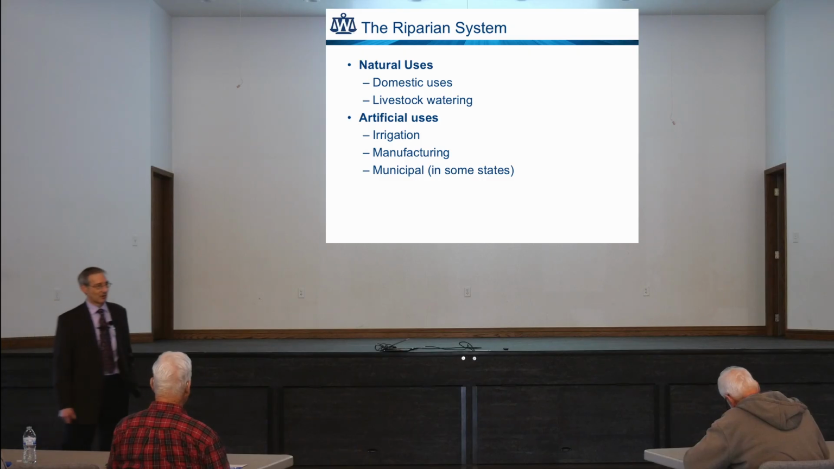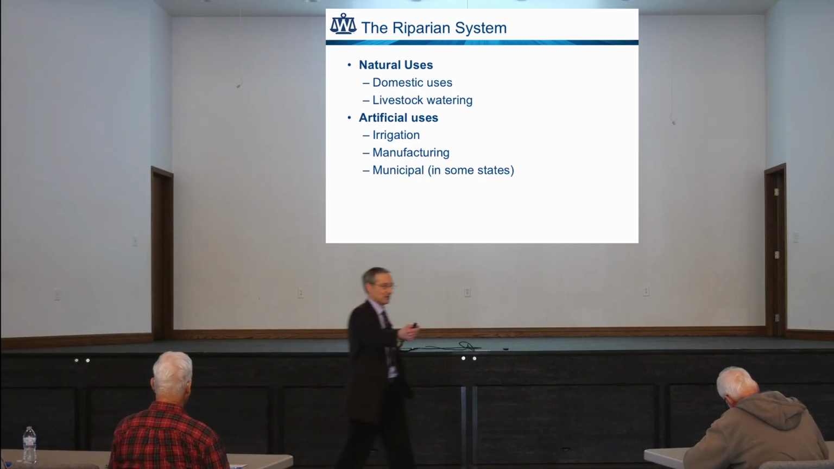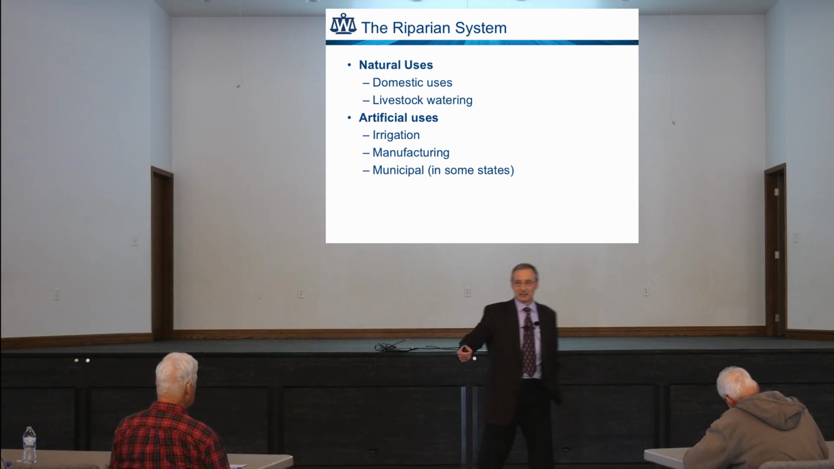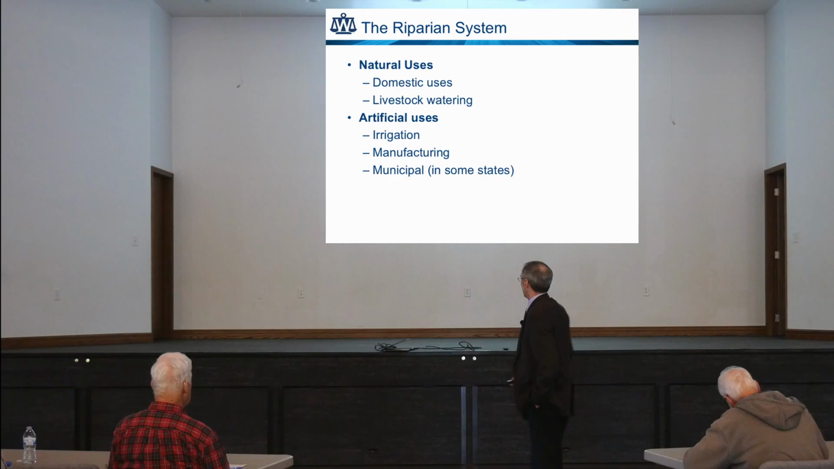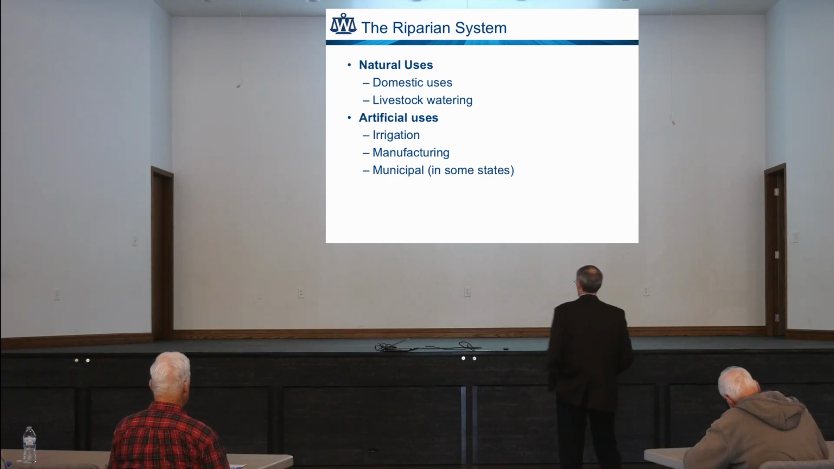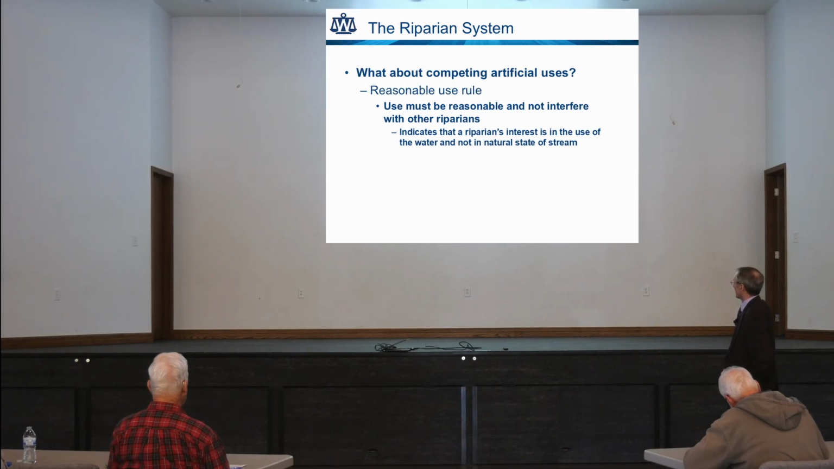Irrigation was an artificial use. It wasn't put in the same category as an animal, a beast, or a human. It's a living organism, but to irrigate that was deemed to be an artificial use. So you were limited. And that concept goes back almost 200 years. Manufacturing and municipal uses also were artificial uses in some states.